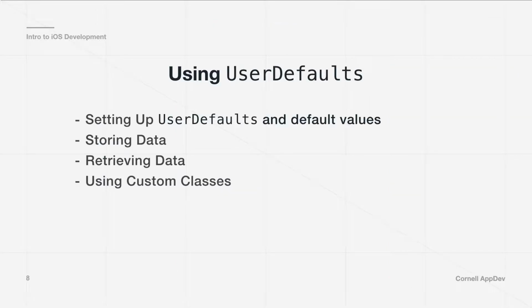So there's a couple parts to using user defaults that are key components to know. First off is setting up user defaults and its default values, storing data into user defaults, retrieving data from user defaults, and then we're also going to talk about using custom classes with user defaults in the demo.